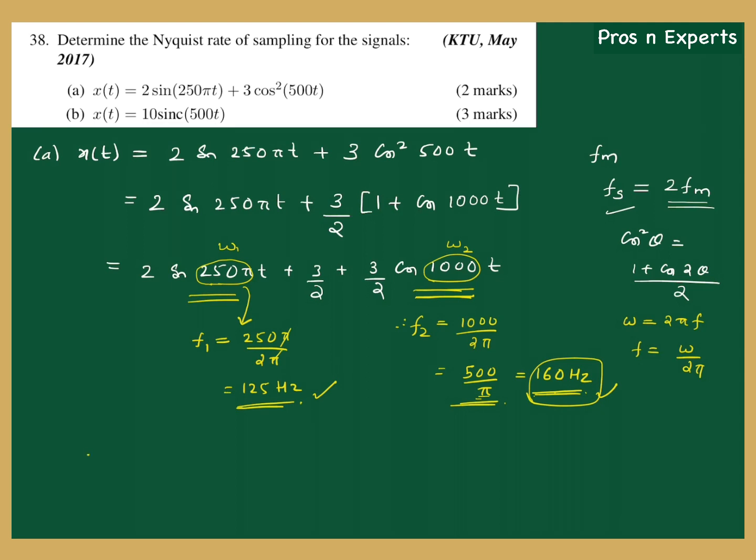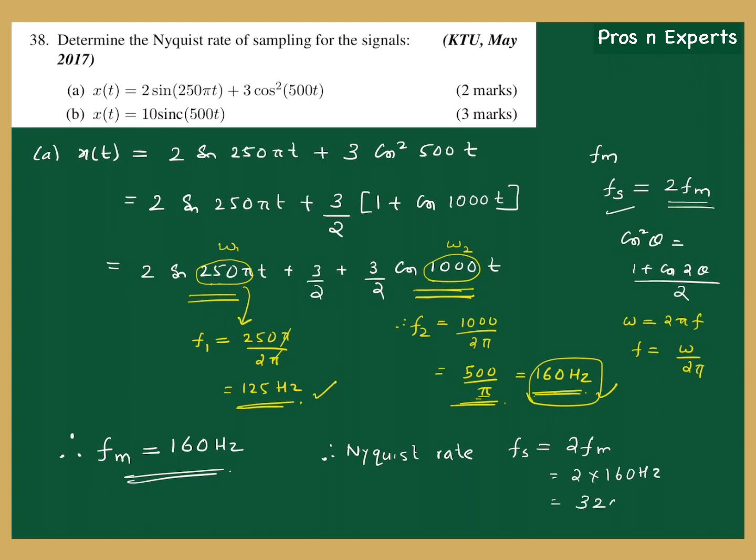So I can write the maximum frequency component, or the greatest frequency component, in the given signal is 160 hertz. Therefore, now it's very simple. The Nyquist rate for sampling is given by Fs equal to 2Fm, which is equal to 2 into 160 hertz, and that is 320 hertz. So this is the Nyquist rate for the first signal.